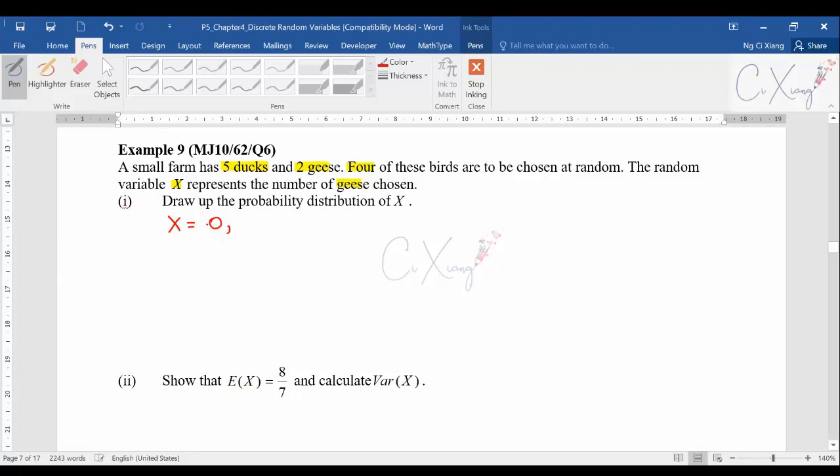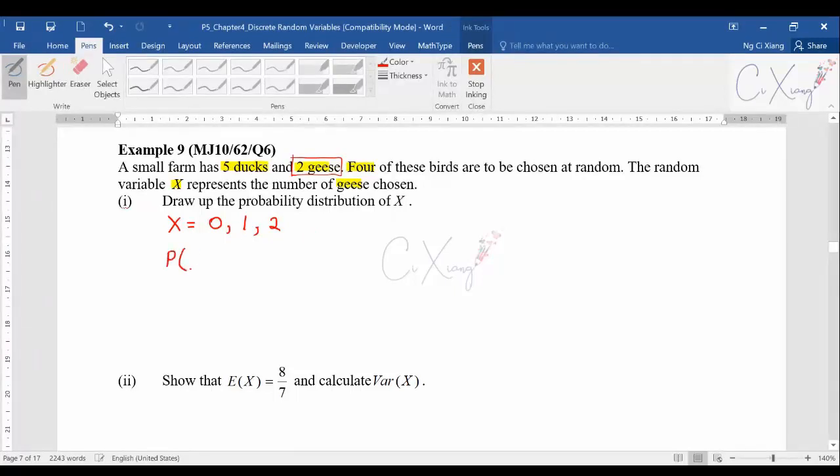You might have 3 ducks and 1 goose, so X equals 1. And then you might have 2 ducks and 2 geese, so X equals 2. Can you have X equals 3 or not? Cannot, because the maximum number of geese that you have is only 2. So it is impossible for you to get 3 geese here. So the value for X can be 0, 1, and 2 only.